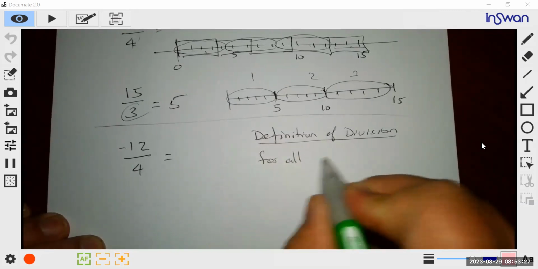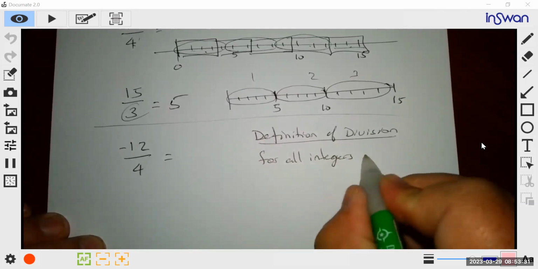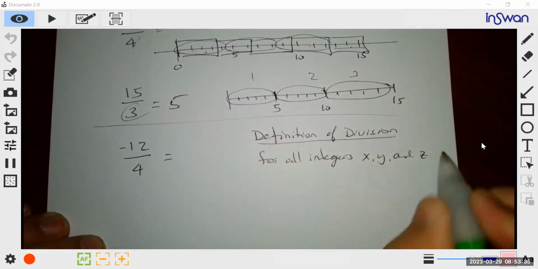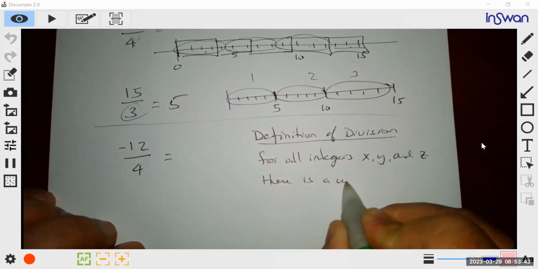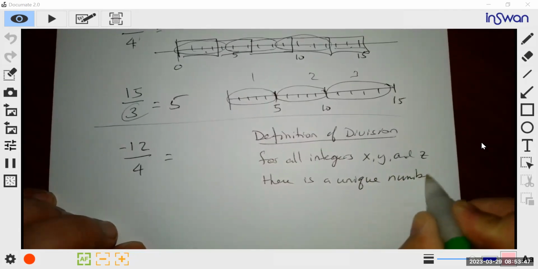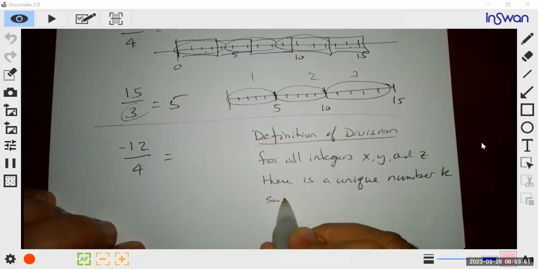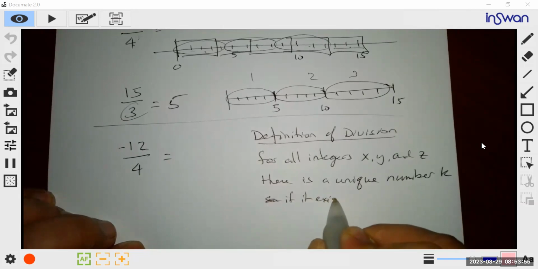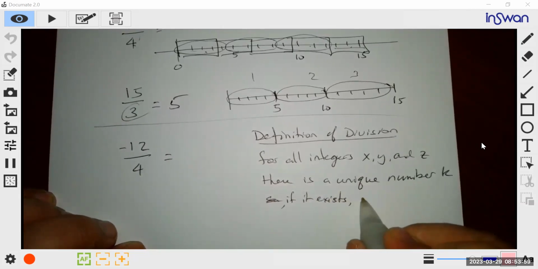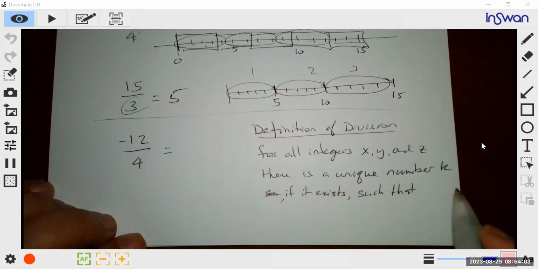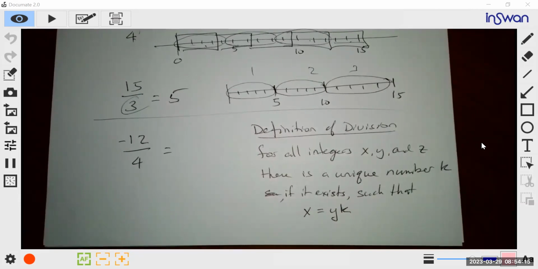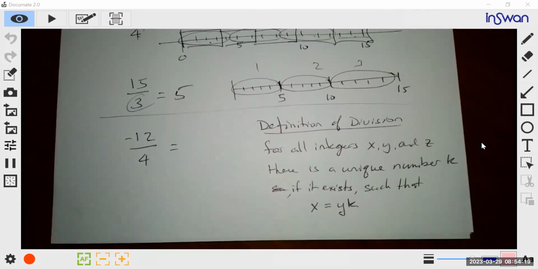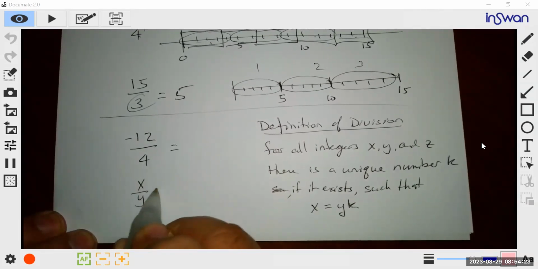It says: for all integers x, y, and z, there is a unique number k, if it exists, such that x equals y times k. In other words, x divided by y equals k.